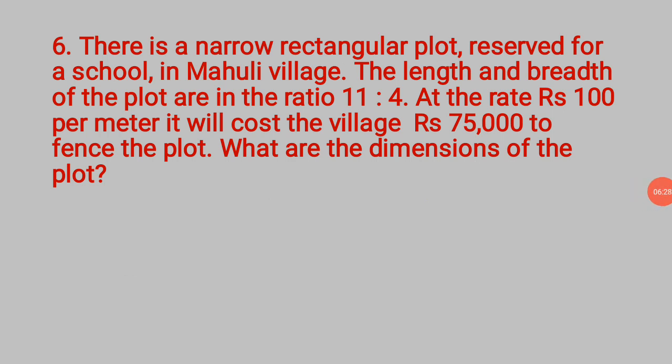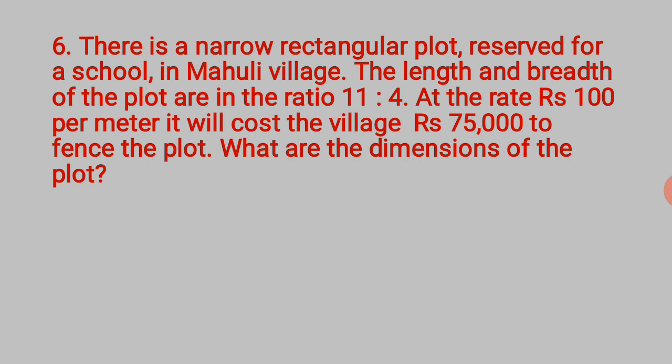Question number 6. There is a narrow rectangular plot reserved for a school in Mahuli village. The shape of the plot is very important. It is rectangular, because if we understand that, we will have to recollect the formulae related to it. Now the length and the breadth of the plot are in the ratio 11:4. The ratio is given. The values are not given.